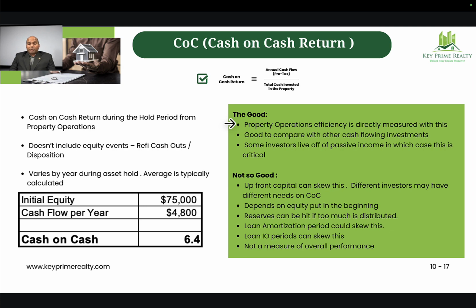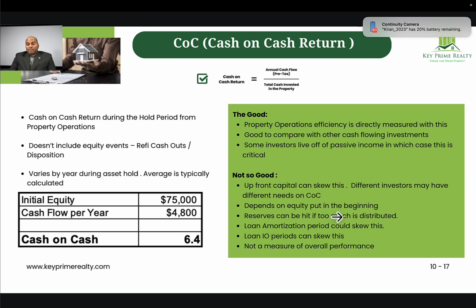So each metric answers different questions. You cannot discount any metric. At the same time, you don't want to rely on just one solo metric and go with it. Usually, you want to look at these metrics from your individual point of view. The cash on cash is nothing but the annual cash pre-tax over the total cash invested in the property. A simple math: you put $75,000 in the deal, and you're getting $4,800 as cash. So that's a cash on cash of 6.4%.